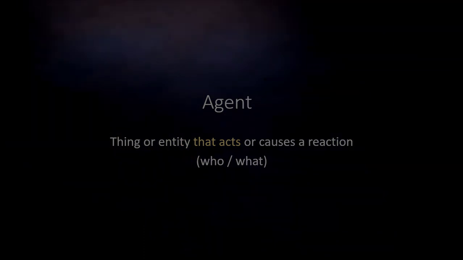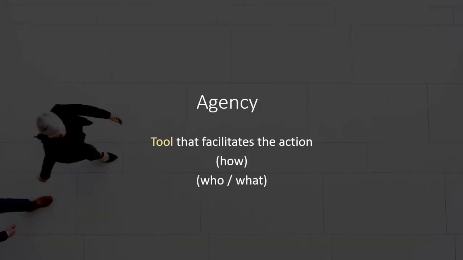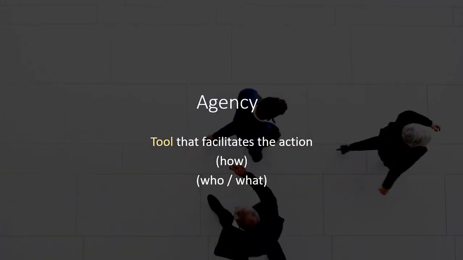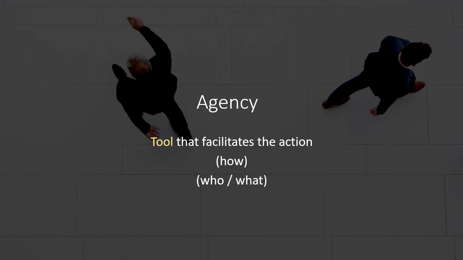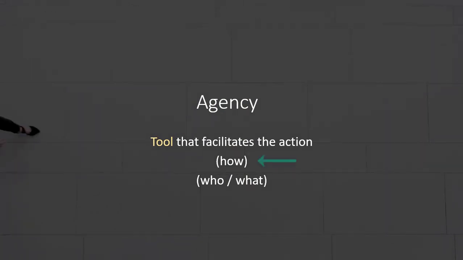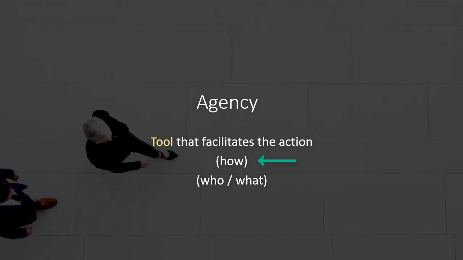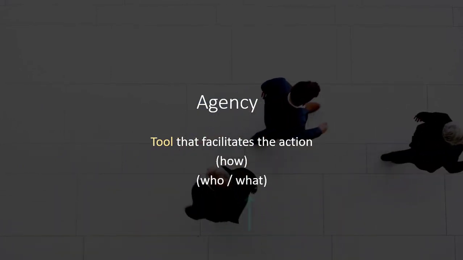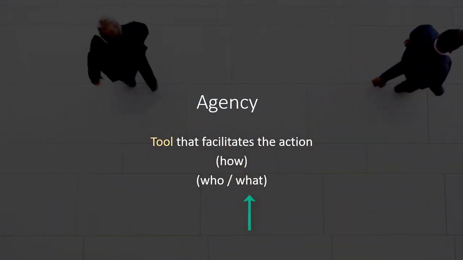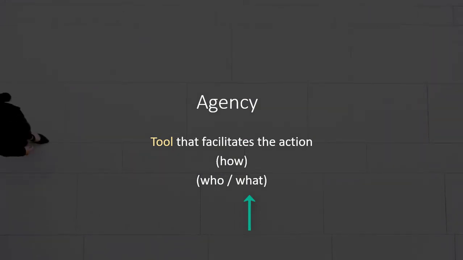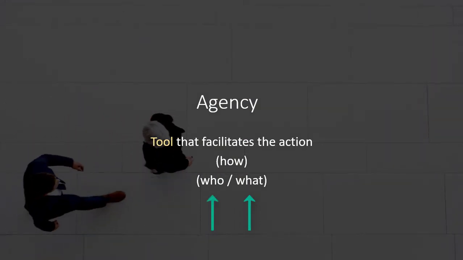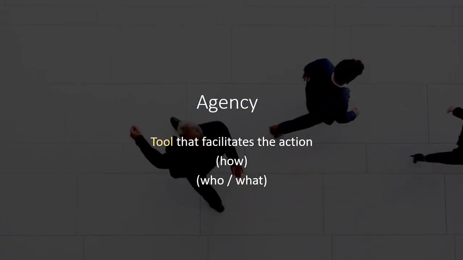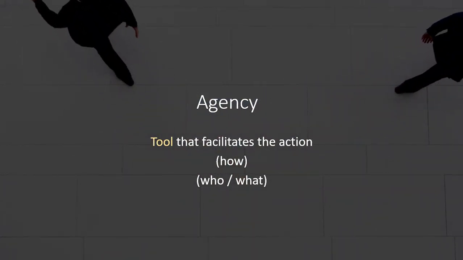Let's move on. Agency is the tool that facilitates the action. When we match up agency against the journalistic questions, we can say that agency asks how things are done. Again, normally under the journalistic set, we might assume a tool must be an object or thing. But like agents, agencies can be both whos and whats. For instance, in a classroom, a pen is an agency. It facilitates the act of writing.